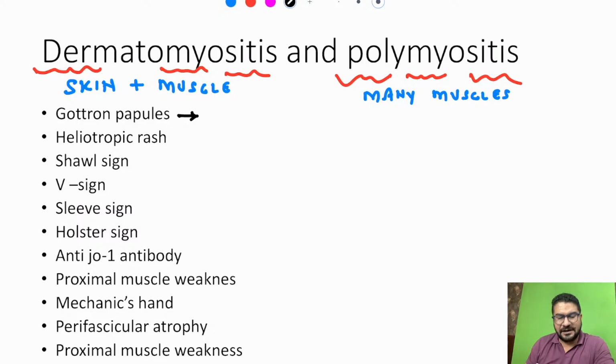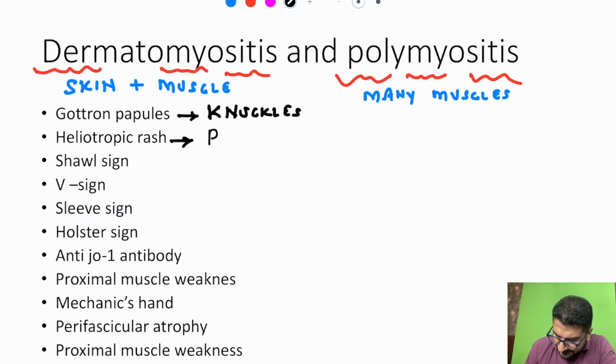You will see these papules on the knuckles. So these are the papular rash which we see on the knuckles. Heliotropic rash is a rash in the periorbital area. So near the eye you get a rash. Now see, both are skin manifestations. So periorbital rash will be heliotropic.